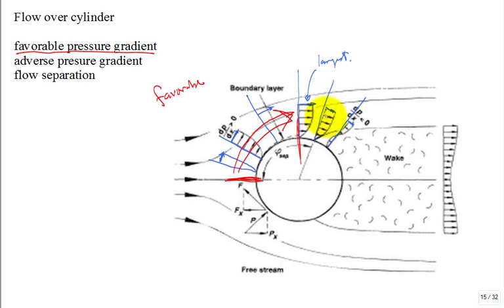But back on this side, we already know it's slowing down. What's the pressure doing? Increasing. That is not favorable. They didn't say it's non-favorable, they just said it's adverse. I don't know why somebody chose some of these words, but it's adverse, okay? And everybody calls it an adverse pressure gradient, meaning the flow is slowing down, the pressure is going up.